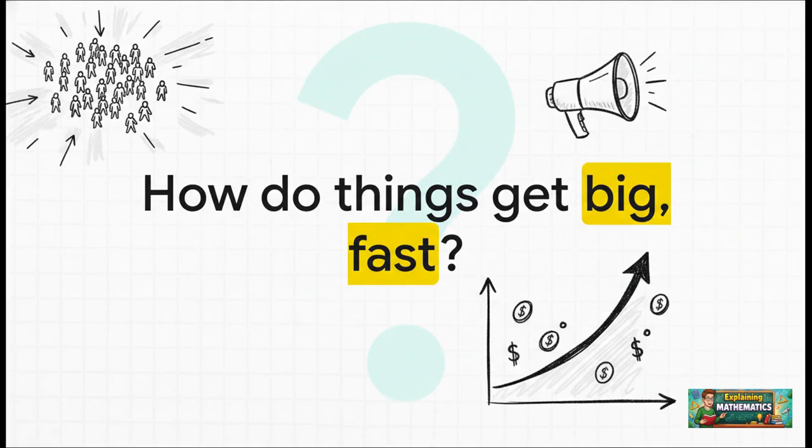It's a pretty simple question, right? But the answer is fascinating. Whether we're talking about a population boom, how fast information spreads, or an investment that just keeps compounding, there's a very specific mathematical engine that's driving all that rapid change. So you gotta ask, how does it actually work?